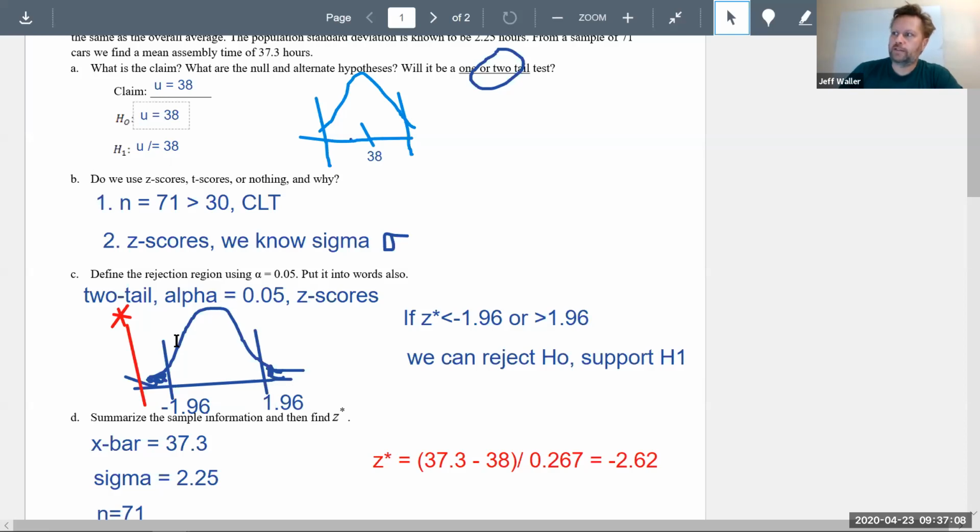The H0 thinks it's in here, thinks μ equals 38. We just took a sample that got way over there. Whoever thinks it's in here looks to be wrong. It's evidence they're wrong. Why isn't it proof they're wrong? Because there is a chance that a sample could show up out here, even if that's the right mean. There is always a chance that we're wrong, even if we did everything right.